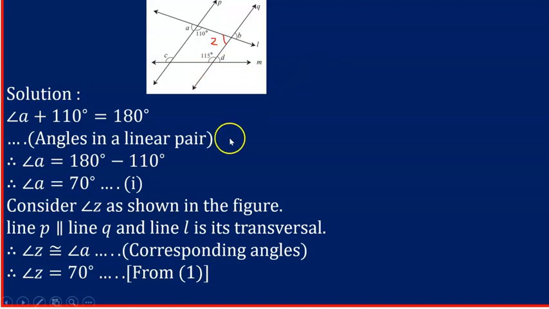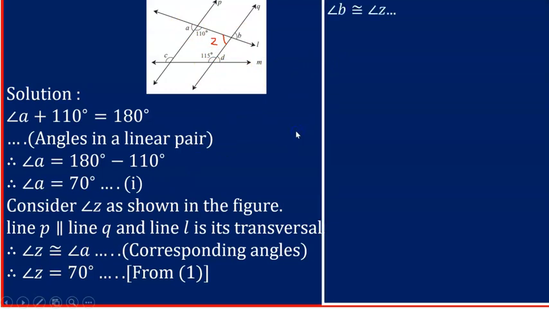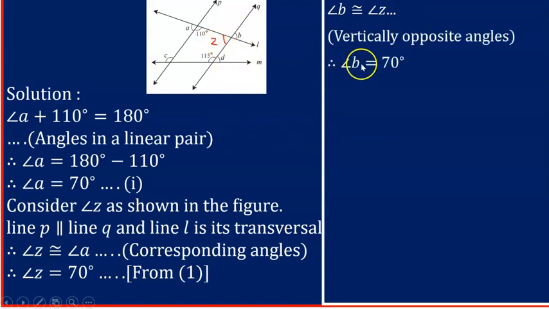Now next, the measure of angle Z is equal to 70 degrees. The measure of angle B is equal to the measure of angle Z. They are vertically opposite angles. Therefore, B is equal to 70 degrees.